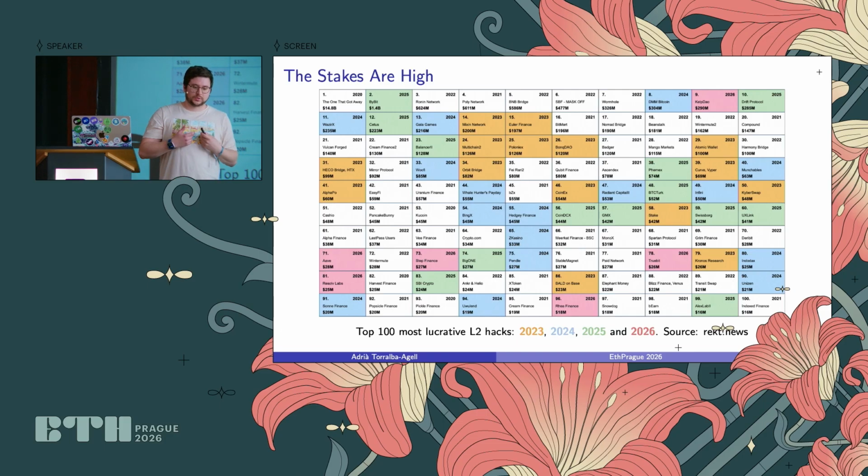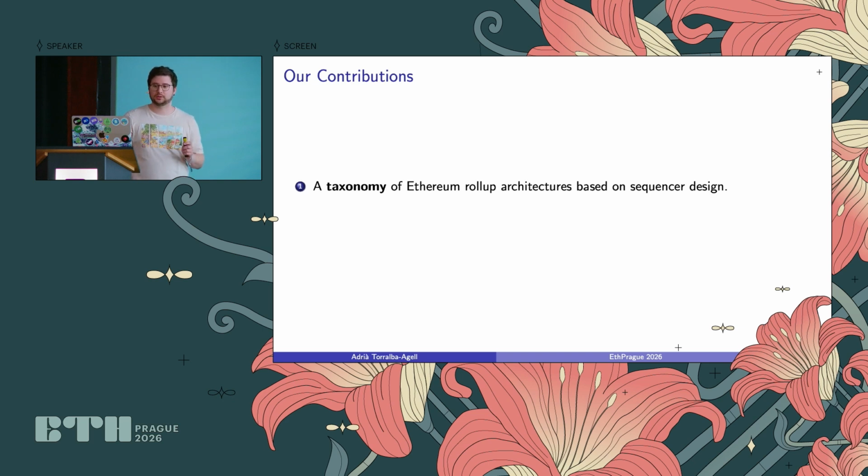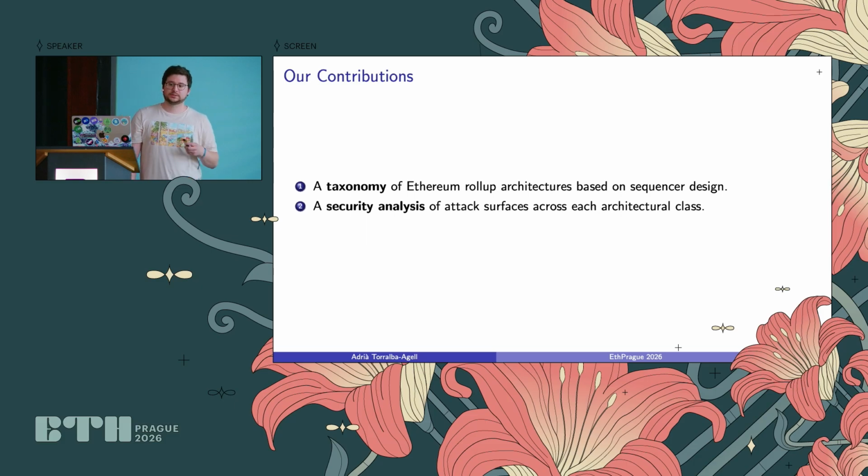So, the motivation for this study at the end of the day is that with this landscape, where the most relevant hacks are happening really recently, we think we had to contribute to the community by studying what's going on, what can go wrong, what can go right, and to present this systematic study. So the contributions for this article are 2. The first one is a taxonomy of the Ethereum Rollups architecture based on the sequencer design. And the second one is a security analysis of the different attack surfaces that this different sequencer design enables in each class.